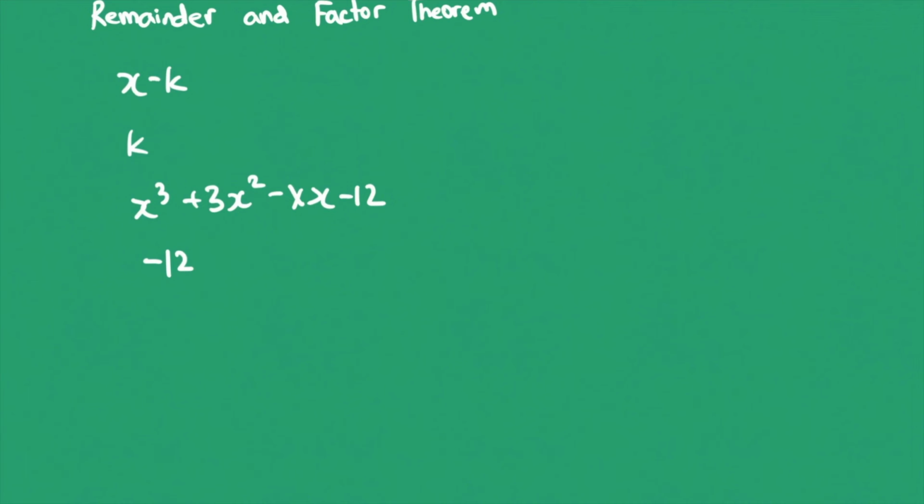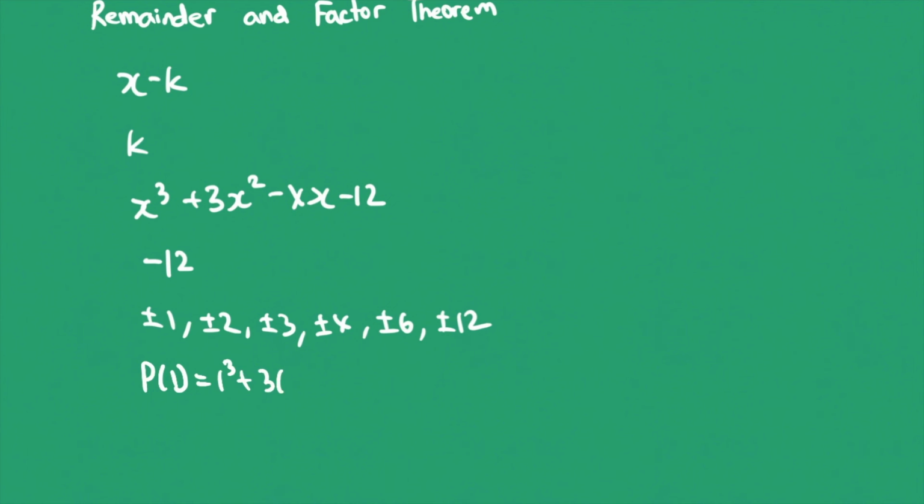The factors of negative 12 are plus or minus 1, plus or minus 2, plus or minus 3, plus or minus 4, plus or minus 6, and plus or minus 12. We need to substitute these values into the polynomial to see whether it equals 0. For example, if we substitute 1 into the polynomial, the answer would be negative 12, which does not equal 0, so we have to try another one.